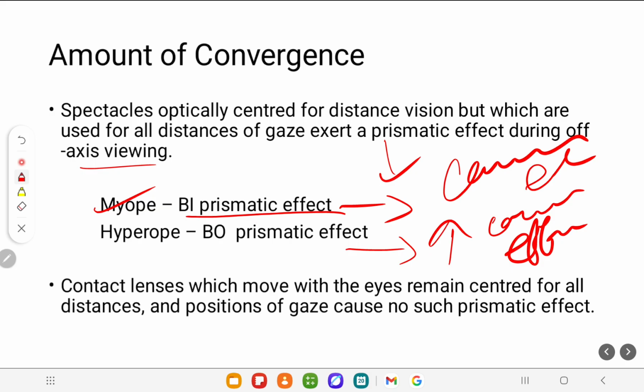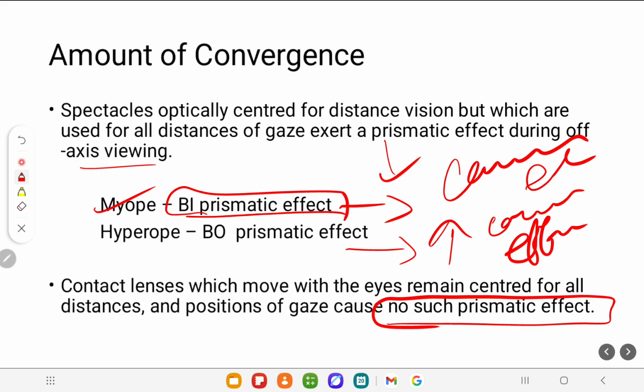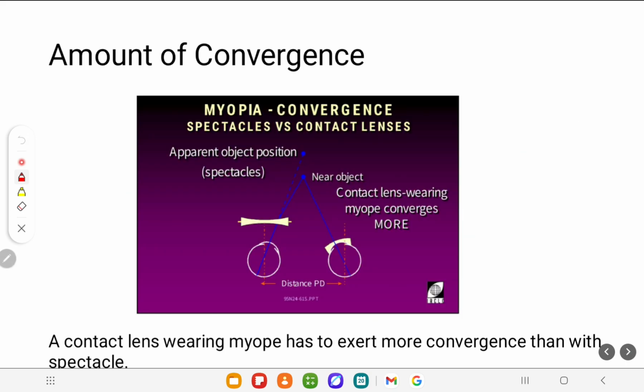So a contact lens moves with the eye and remains centered at all distances and positions of gaze. There is no such prismatic effect in a contact lens, as it moves when the eye moves. So there is no prismatic effect in contact lens, yes. But in spectacle, yes, definitely. Myopic spectacle gives a base-in prismatic effect. Hyperopic spectacle gives a base-out prismatic effect. These are all things there.